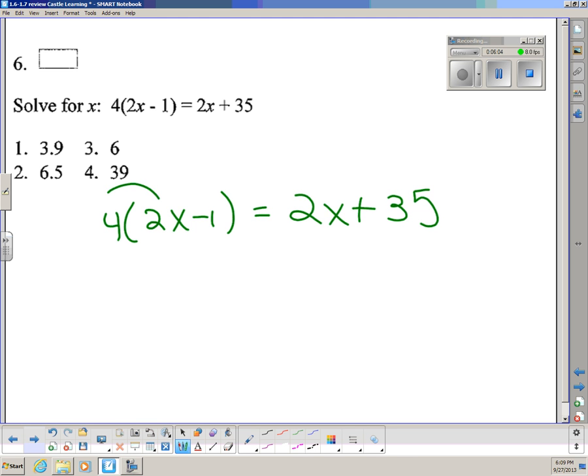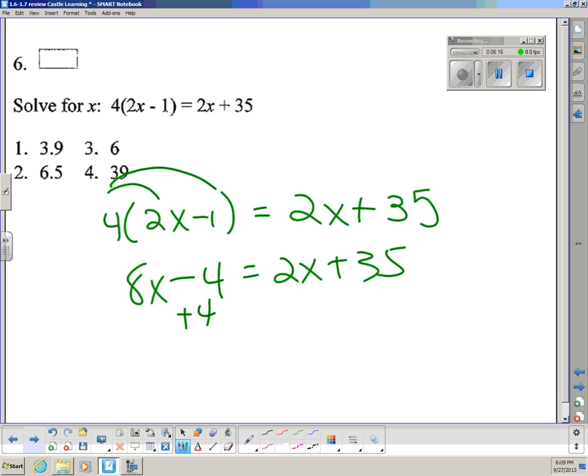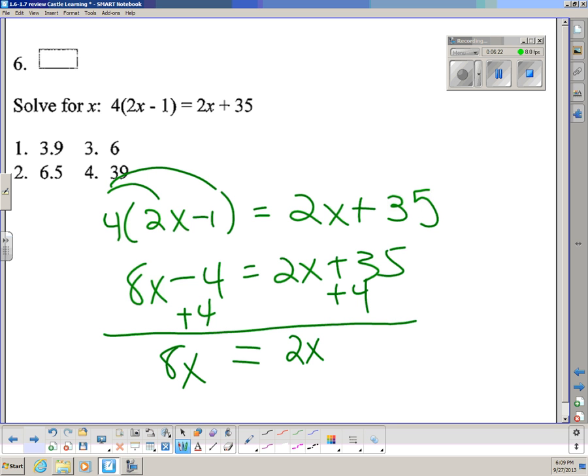Firstly, I would distribute the 4. So we would get 8x minus 4 equals 2x plus 35. There's lots of ways to do this. I will add 4 to both sides this time. As long as you're making the next equation simpler, you're in a good spot. 8x equals 2x plus 39, minus 2x on both sides.